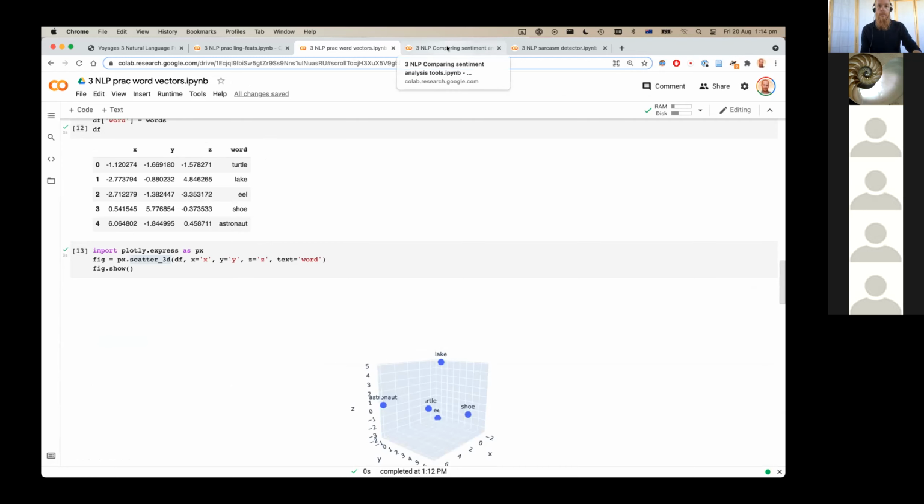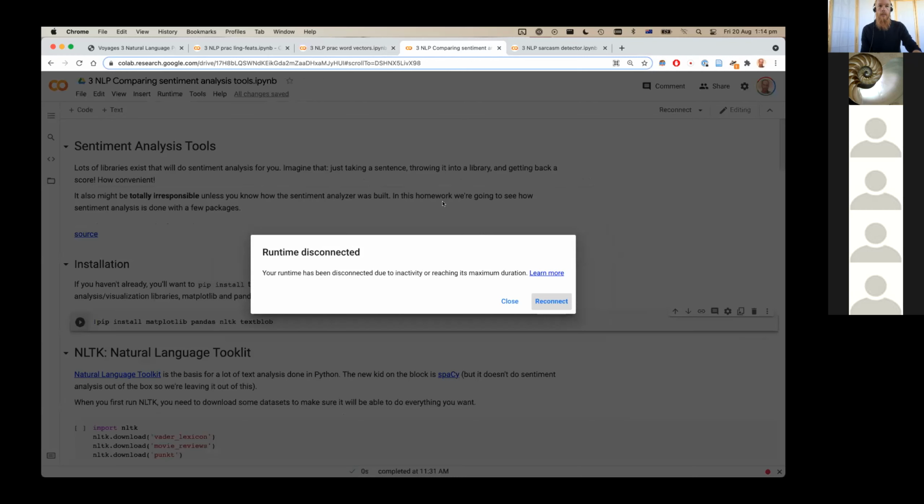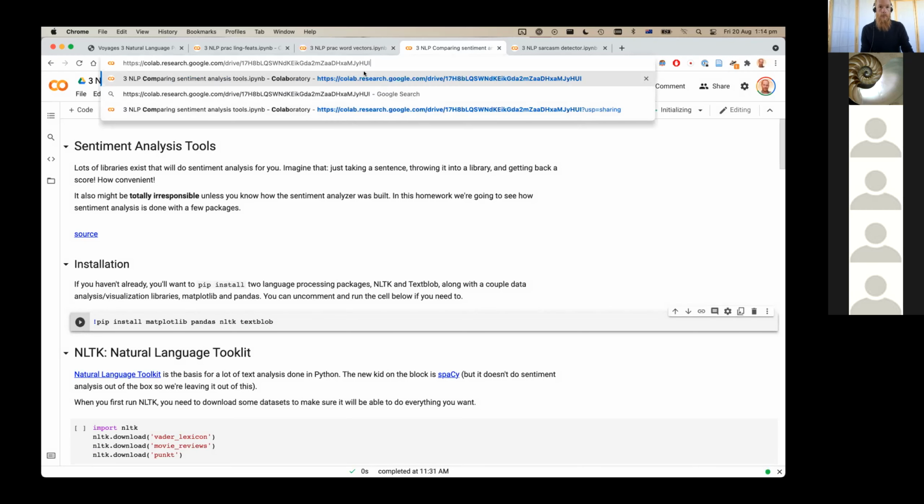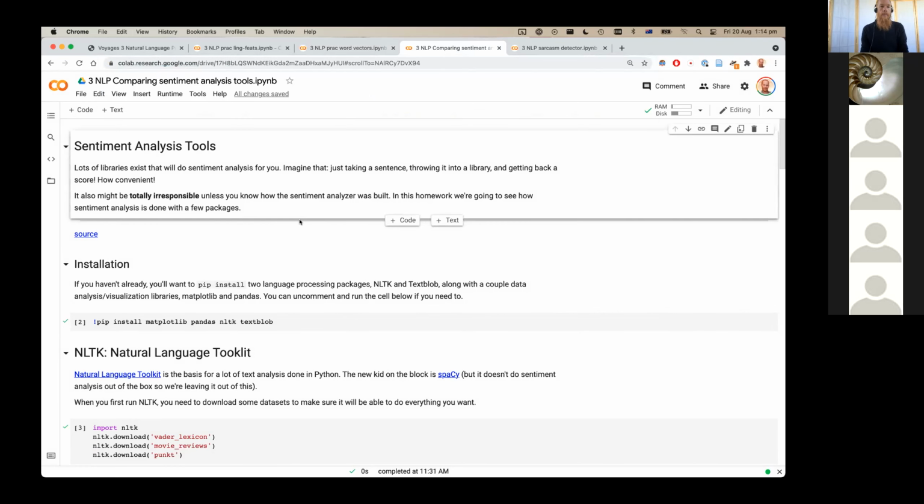So the last activity is to look at sentiment analysis. And here's the link in the chat. So again, open this up and save a copy into your Google Drive so that you can work on it, generate the assessment responses, and play around with the different information.